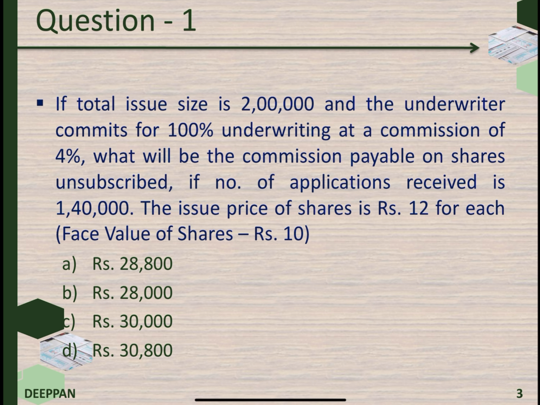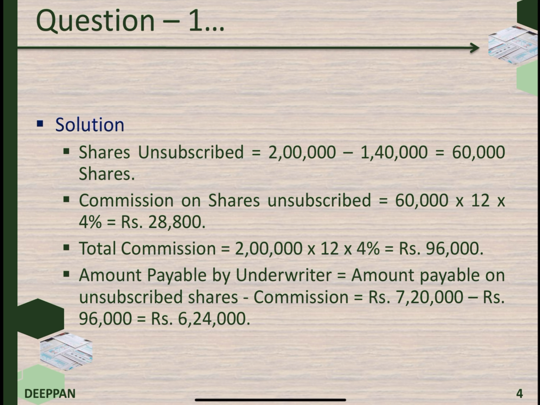The answer is 28,800. Shares unsubscribed: 2 lakh minus 1 lakh 40, that is 60,000 shares. Commission on shares unsubscribed is 60,000 into 12 into 4%, that is 28,800. Total commission payable is 2 lakh into 12 into 4%, that is 96,000.